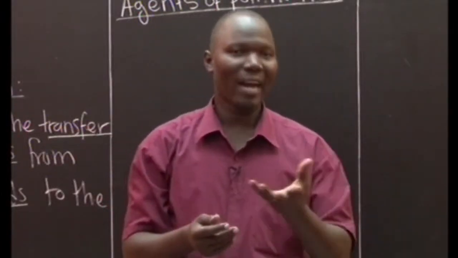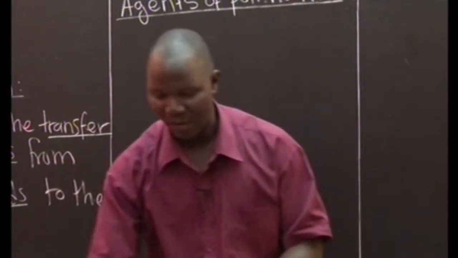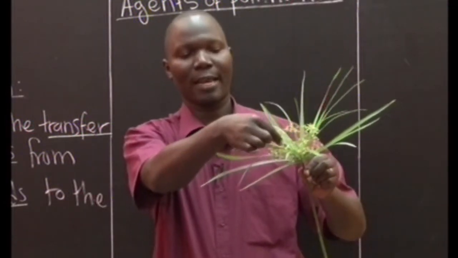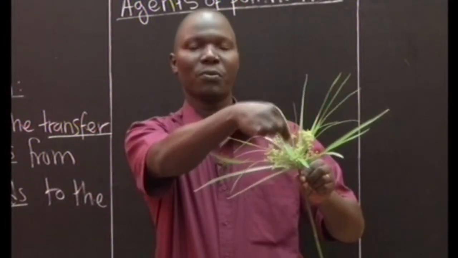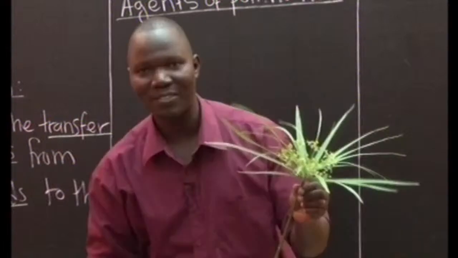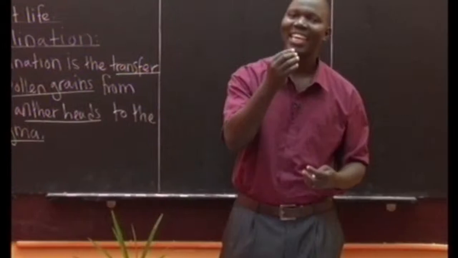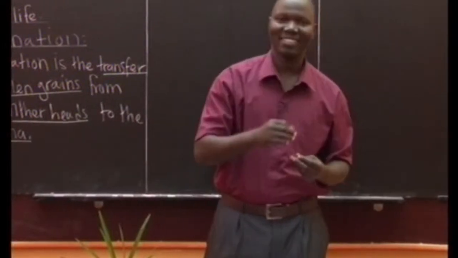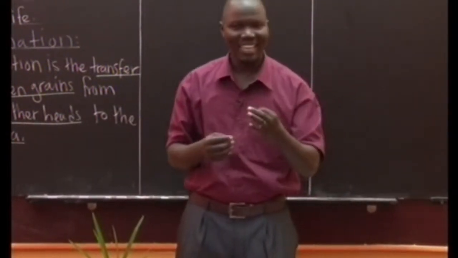We have very many flowers. A man can't go from one anther to another, and then another, moving around the flowers in your whole village. You can't do that. There are some things that help. We are calling them agents of pollination.